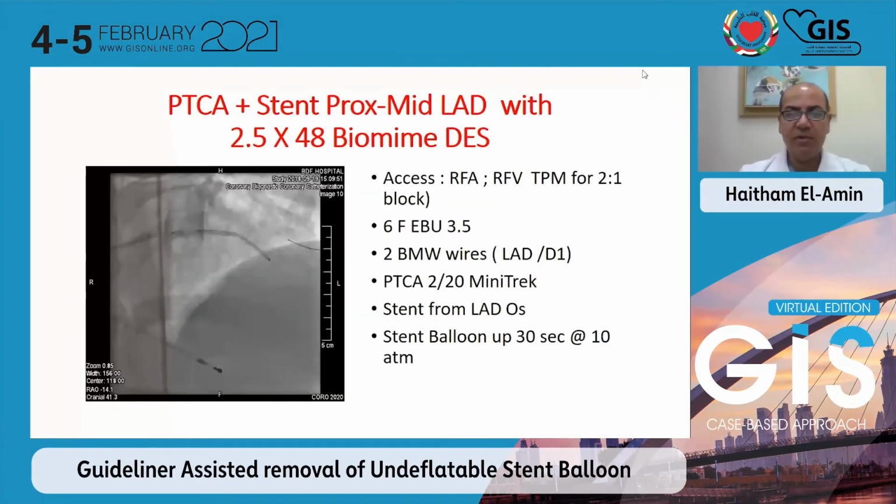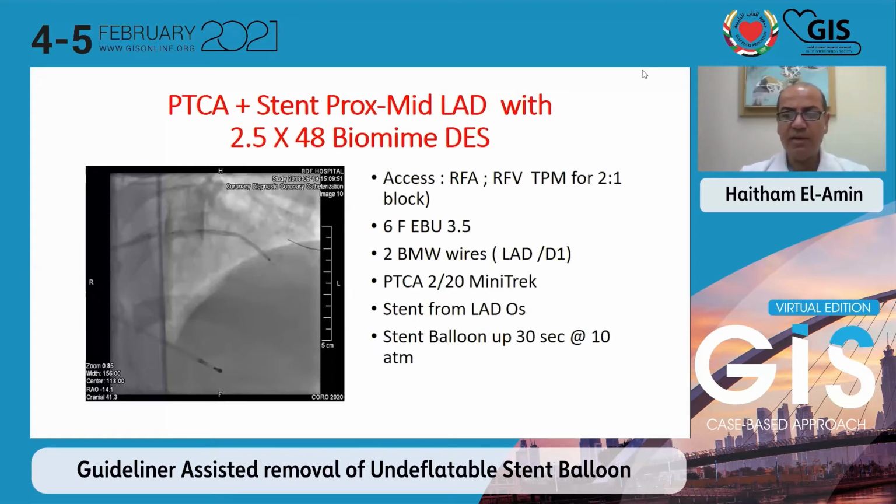So the plan was to go through a femoral approach. We went through a right femoral artery access. We had to put in a femoral vein to place in the temporary pacemaker. We went with the 6 French EBU 3.5 guide. I wired both the LAD and diagonal because there was a sizable diagonal present, even though it was small.